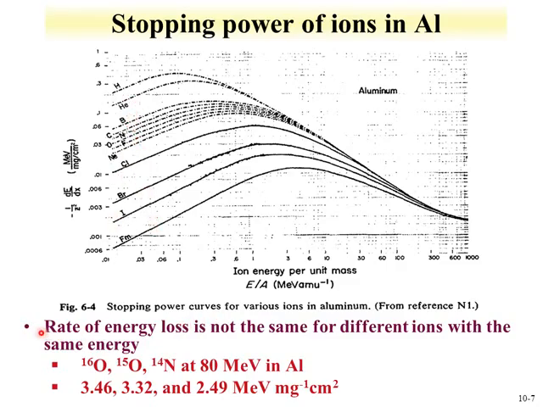As details, this rate of energy loss differs for different ions with the same energy. As an example here, for two different isotopes of oxygen, nitrogen-14, going 80 MeV in aluminum, we see that they have different stopping powers of about 3.5 to 2.5 MeV per milligram squared per centimeter. So this unit listed here.